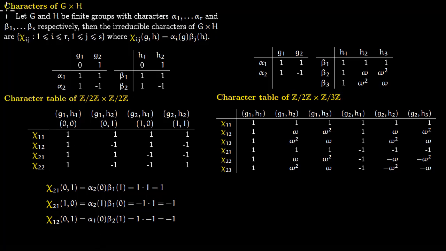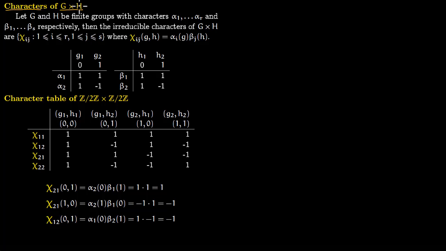So in this lecture we talk about characters of G times H, where G and H are finite groups. So say we are given irreducible characters of G. G has irreducible characters alpha 1, alpha 2 all the way to alpha r, and H has irreducible characters beta 1, beta 2 all the way to beta s. Then we can talk about irreducible characters of G times H.